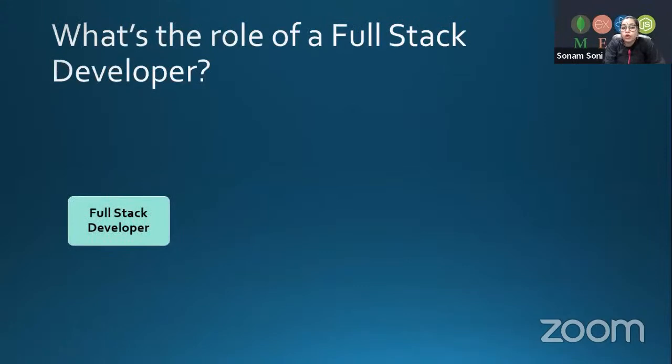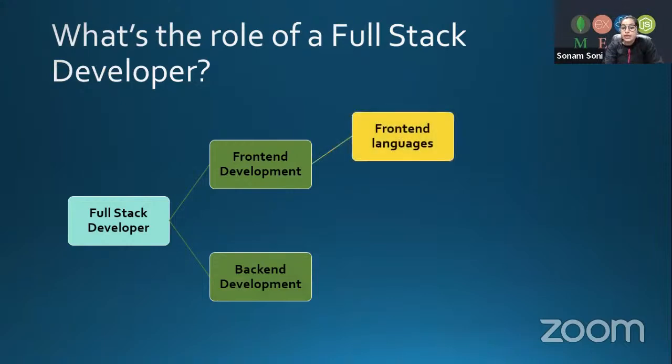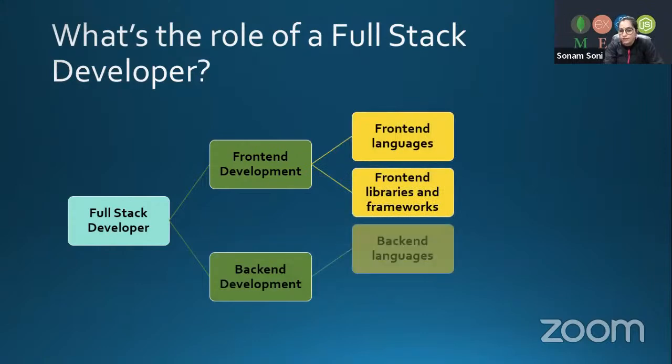Now, what is the role of a full stack developer? It means what technology you should know if you want to become a full stack developer. So front end development is required, back end development is required. Now in the front end development, what do you have? We have multiple frameworks and multiple libraries for front end development. You are not supposed to learn all the libraries and all the frameworks. You have to learn some libraries. So if you see what front end languages you have and what front end libraries and frameworks you have, just see.